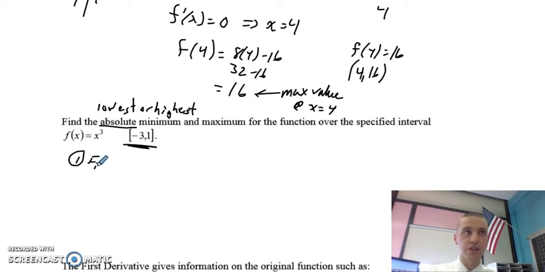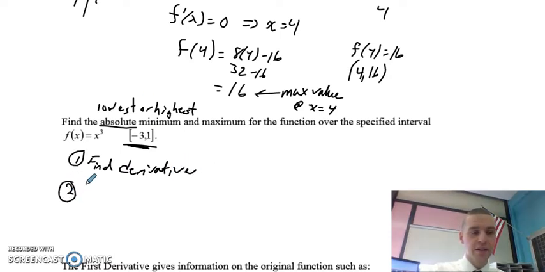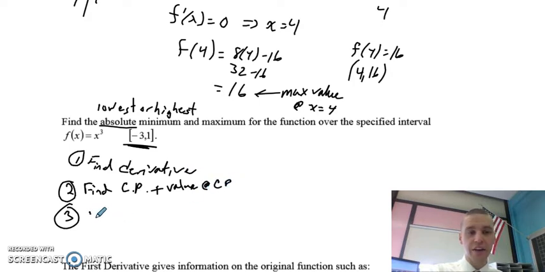One, find the derivative, and then find critical points and the value at the critical points. And then find the values at the endpoints, the values being, in this case, x equals -3 and x equals 1.